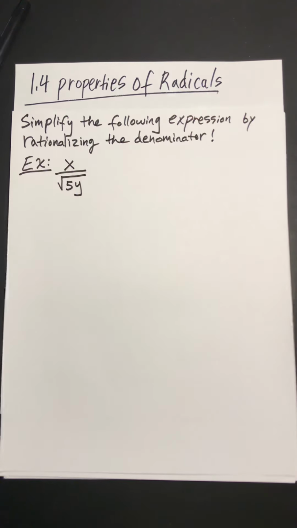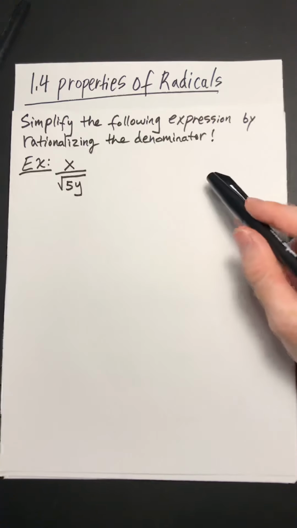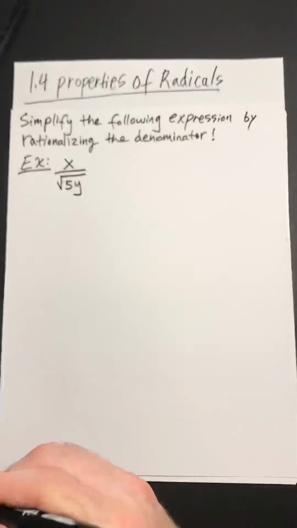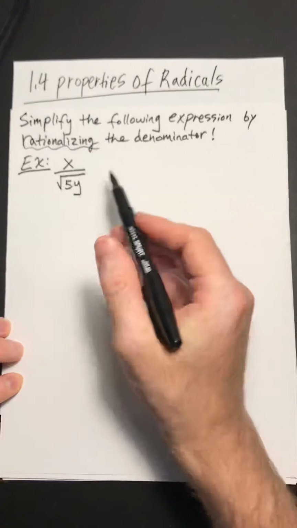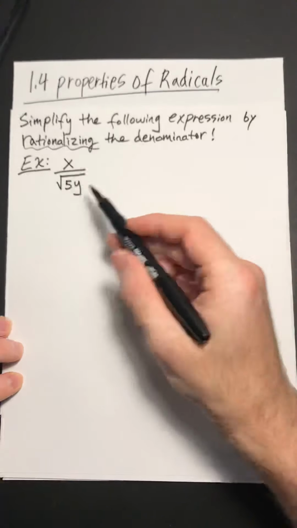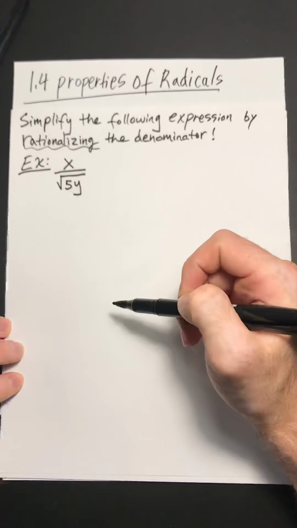All right, so this is 1.4 continued. Still dealing with properties of radicals. We're going to simplify the following expression by rationalizing the denominator. What does that mean, to rationalize? That just means to get rid of these square roots or cube roots in the denominator, okay?